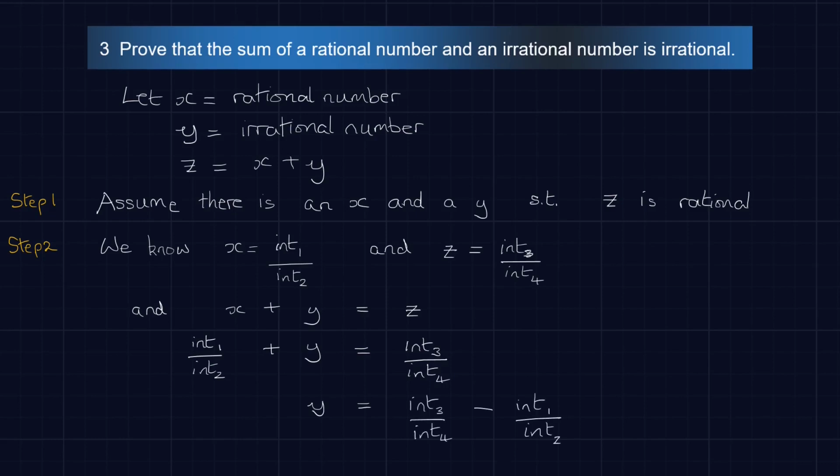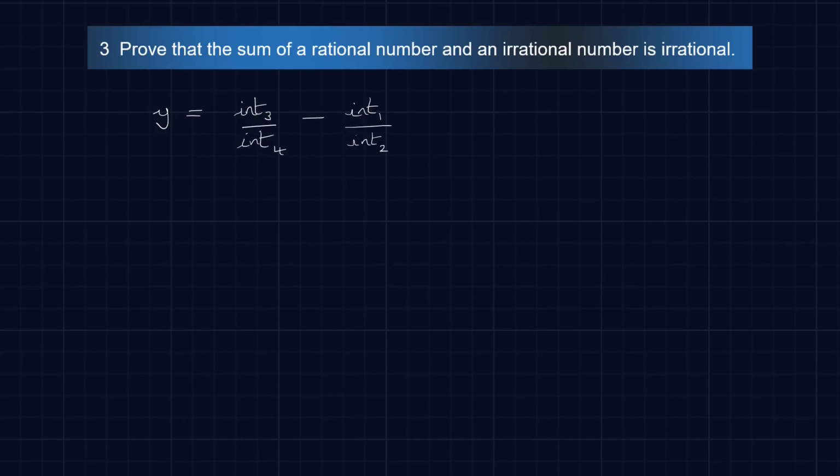Here we're subtracting 2 fractions. So we can put them over a common denominator and we get this. Now, take a look at that denominator. If we multiply integers, we get another integer. And look at the numerator. If we multiply and subtract integers, we get another integer. So we could write this.